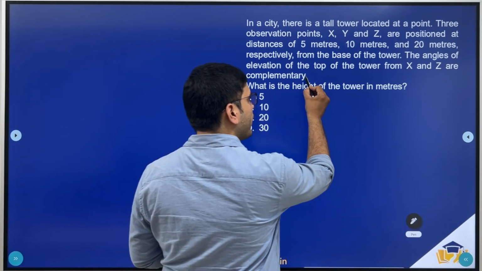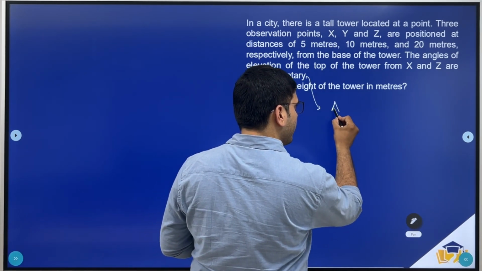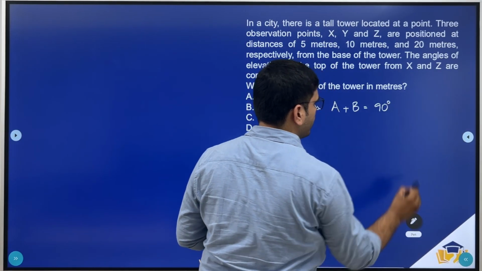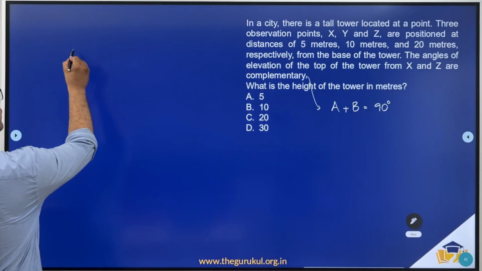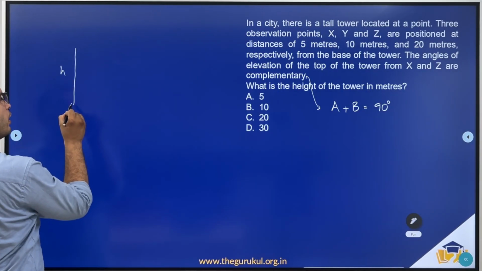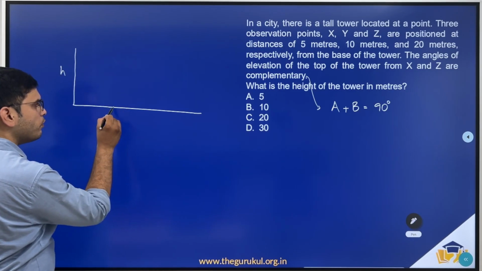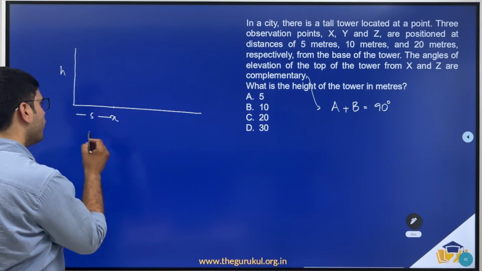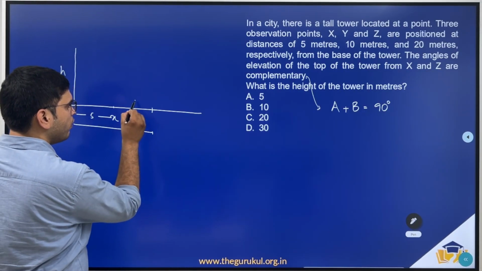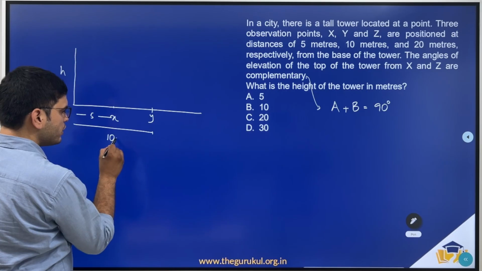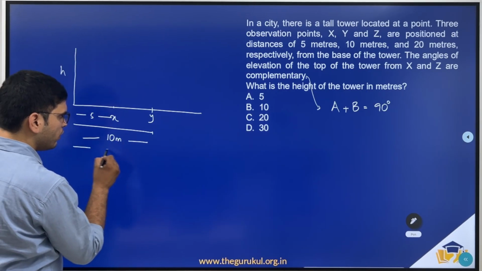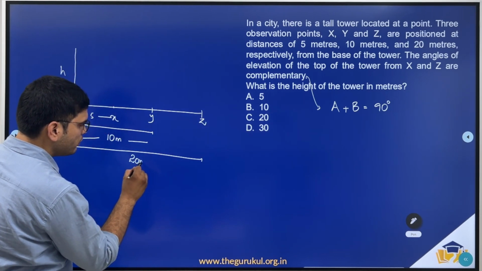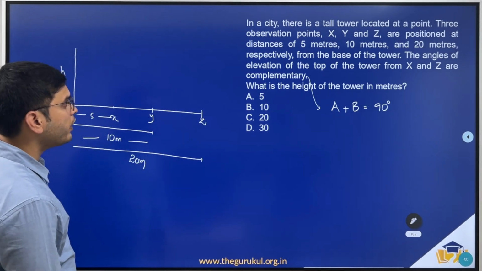Now what do you mean by 2 angles being complementary? Now I can say that A and B are complementary when they add up to 90 degrees. Now we have a tower of, let us say, height h, and 3 observation points: x, which is 5 meters from the foot of the tower, y, which is at a distance of 10 meters from the foot of the tower, and z, which is at 20 meters from the foot of the tower, right?